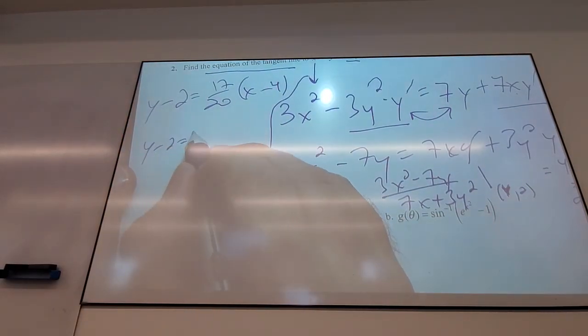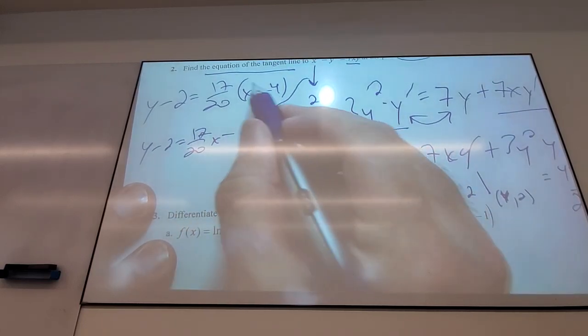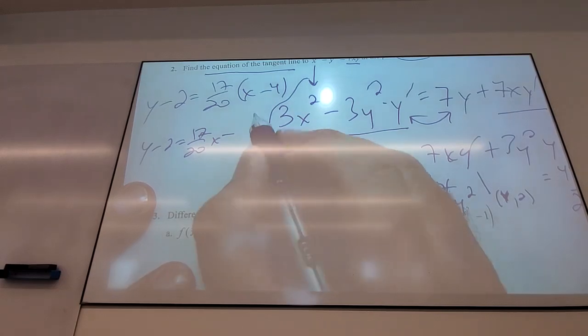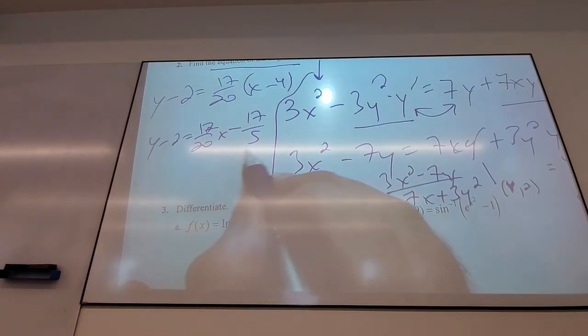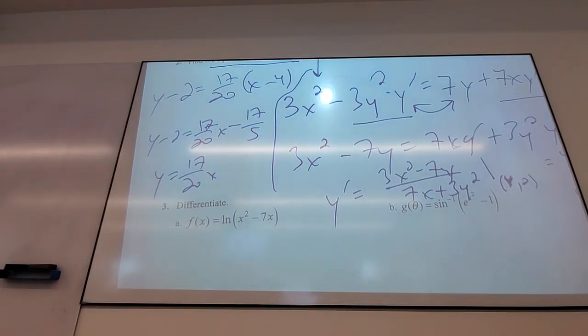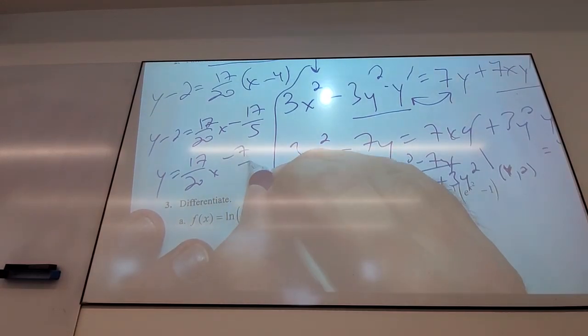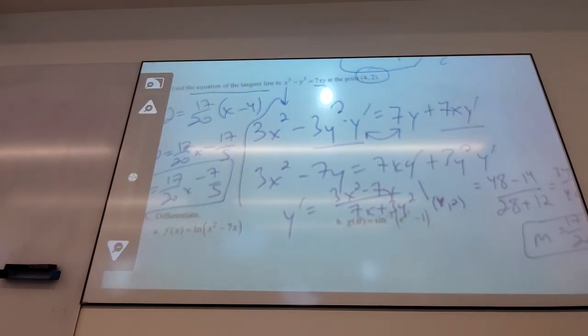y minus 2 equals 17/20 x minus 17 over 5. Is that cool? The 4 and the 20, when you multiply it through? Yes? Alright, you guys are good there. And then I add 2. If I add 2, I'm actually adding how many fifths? 10 fifths, so then I get minus 7 fifths. Can you do that? Yes. Move it a little bit too.